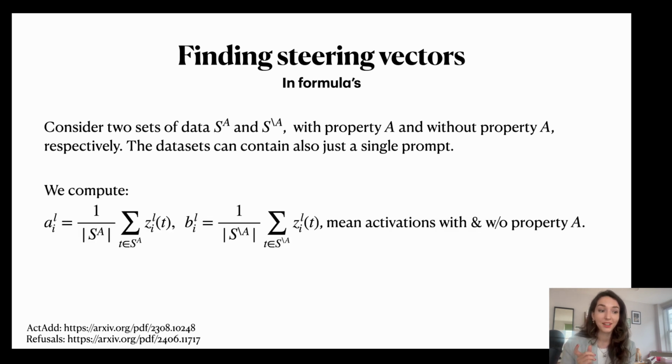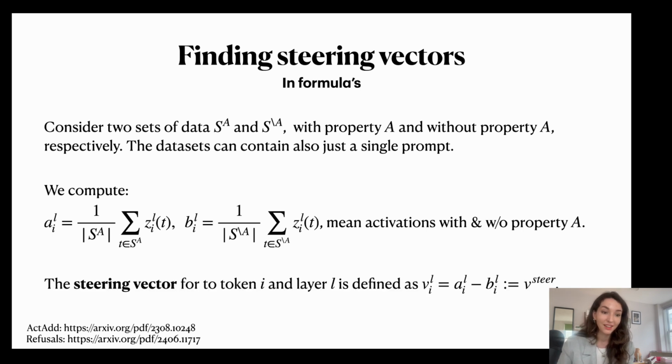What we then do, as I said before, is pass in our prompts in the data with the property and the data without the property. We average those activations to get A_i^L, the average activation at token i, layer L, when we pass in prompts with the property, and B_i^L, same thing, but when we pass in the prompts without the property. And then a steering vector at token i and layer L will be given by the difference of these two activations.